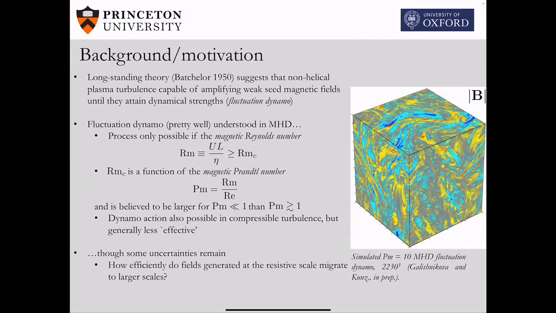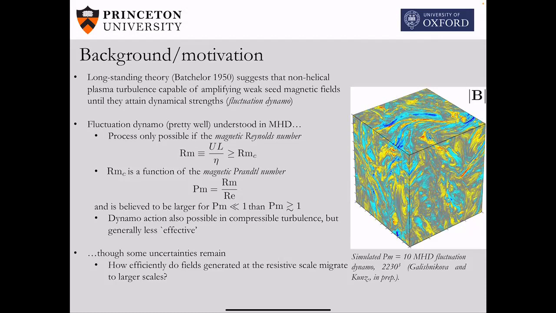However, I think it's fair to say that there are still some uncertainties. I can't list them all here, but two questions that are particularly interesting to me are, firstly, the question of how efficiently the fields initially generated at the resistive scale then migrate to larger scales. And this migration is arguably essential to explaining the observed scale of the fields, as seen in, say, the intracluster medium.